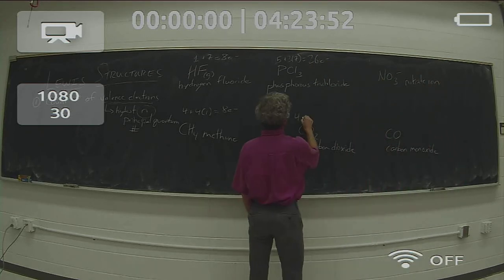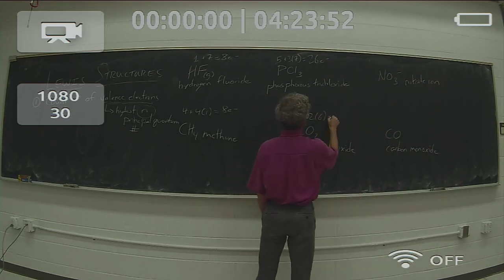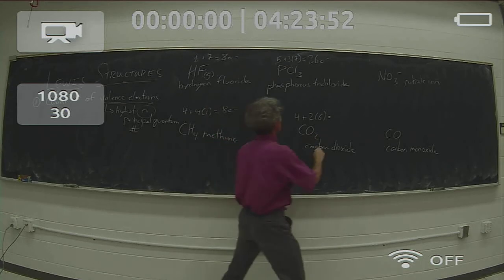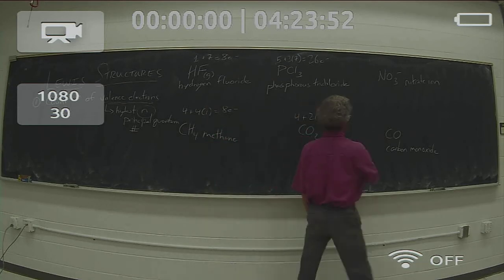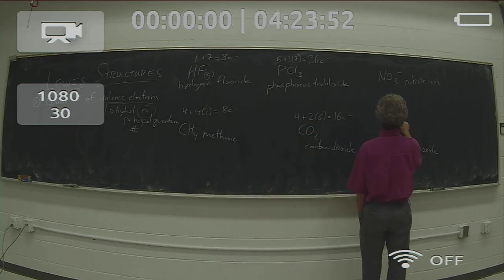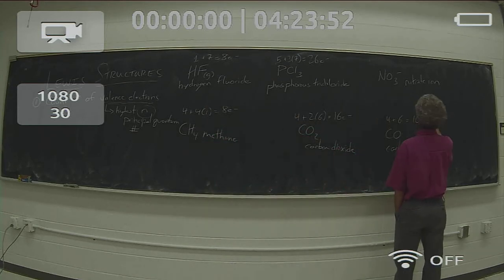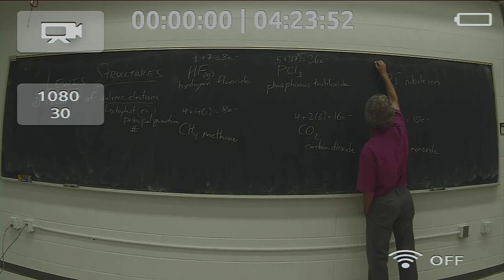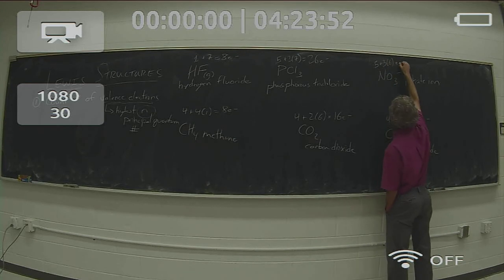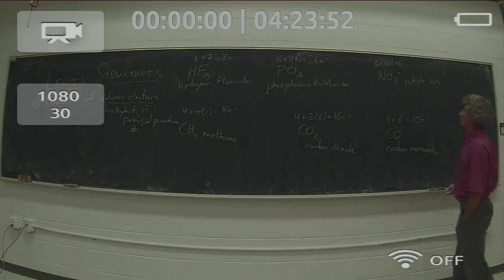Carbon has 4, oxygen has 6, 16 total electrons. Carbon has 4, oxygen has 6, 10 total electrons. Nitrogen has 5, each of the oxygens has 6. And then we also have to add an extra electron for the negative charge.